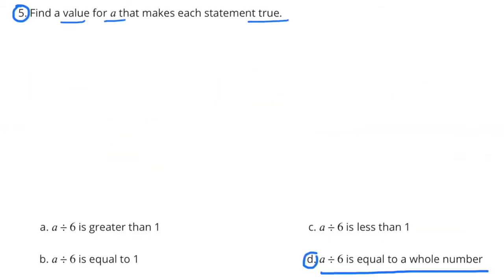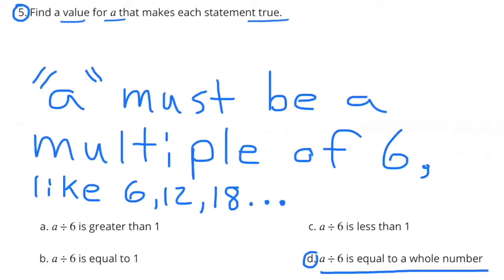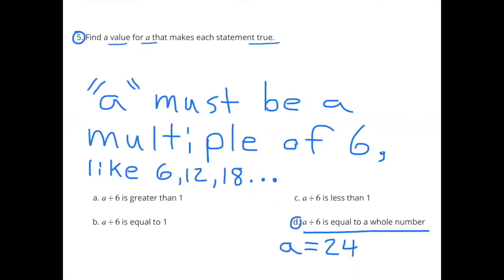D. A divided by 6 is equal to a whole number. A must be a multiple of 6, like 6, 12, or 18. Example, A equals 24.